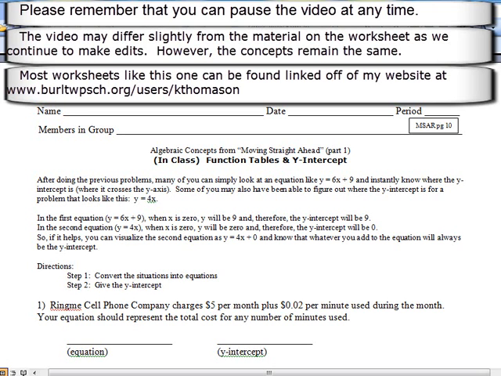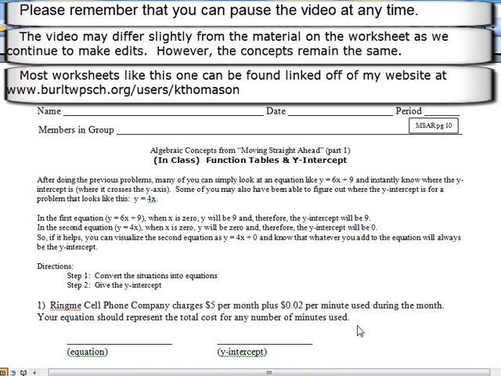Alright, number 1 says, Ring Me Cell Phone Company charges $5 per month plus 2 cents per minute used during the month. Your equation should represent the total cost for any number of minutes used. This situation might be slightly more difficult than your typical situation because it usually helps you to look for the word per and you realize you're multiplying. However, it appears twice in here.